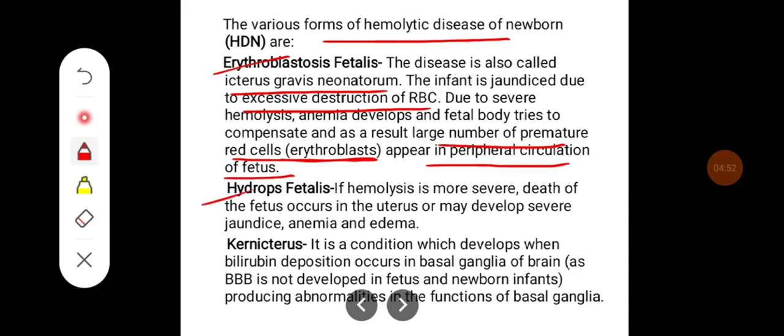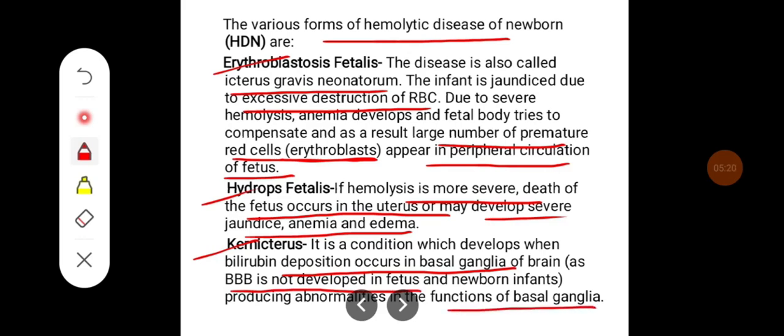Hydrops fetalis. If hemolysis is more severe, death of the fetus occurs in the uterus and may develop severe jaundice, anemia and edema. Kernicterus. It is a condition which develops when bilirubin deposition occurs in the basal ganglia of the brain, as the blood-brain barrier is not developed in the fetus and newborn infants, which produces abnormalities in the functions of the basal ganglia.